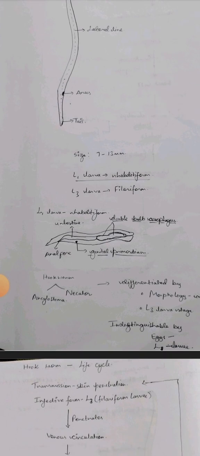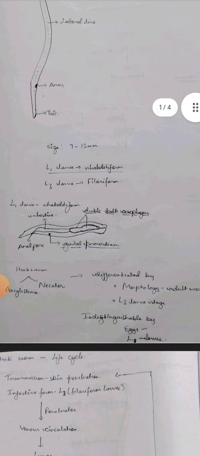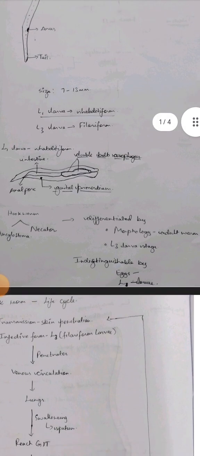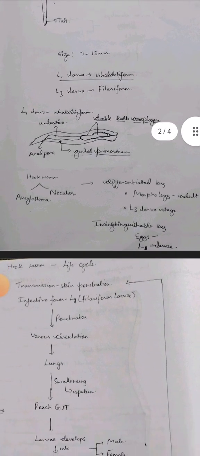L1 larva is called rhabditiform larva. It consists of a double bulb esophagus, genital primordium, intestine, and anal pore. Hookworm species. Ancylostoma and Necator can be distinguished by morphology of the adult worm and by the L3 larva stage, and they are indistinguishable by egg and L1 larva stage. That is, both species look alike in these conditions.